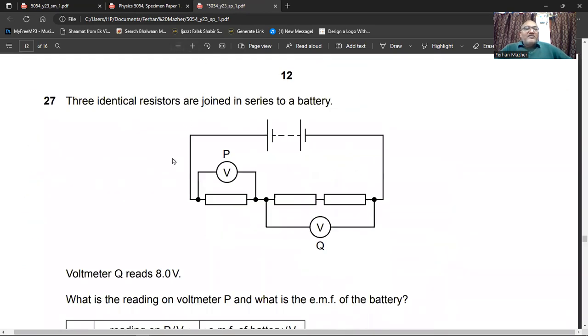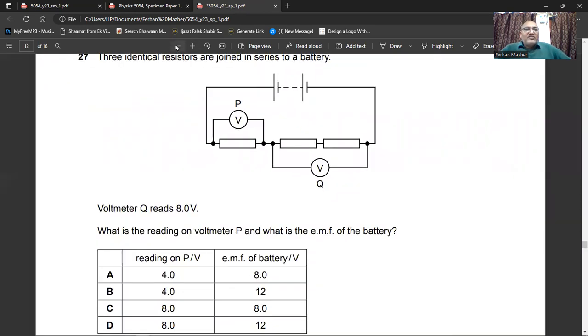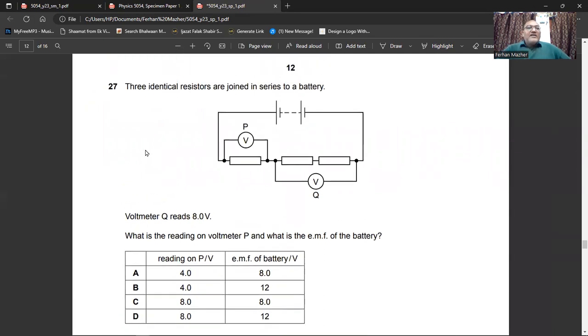Okay, so we are going to the next question. Three identical resistors are joined in series to a battery. So these three resistors are identical to each other, and they are connected in series, so on all of them the voltage drop will be the same. He says the voltmeter Q is measuring the voltage drop across these 2, and this one is measuring the voltage drop across only 1. He says the Q reads 8.